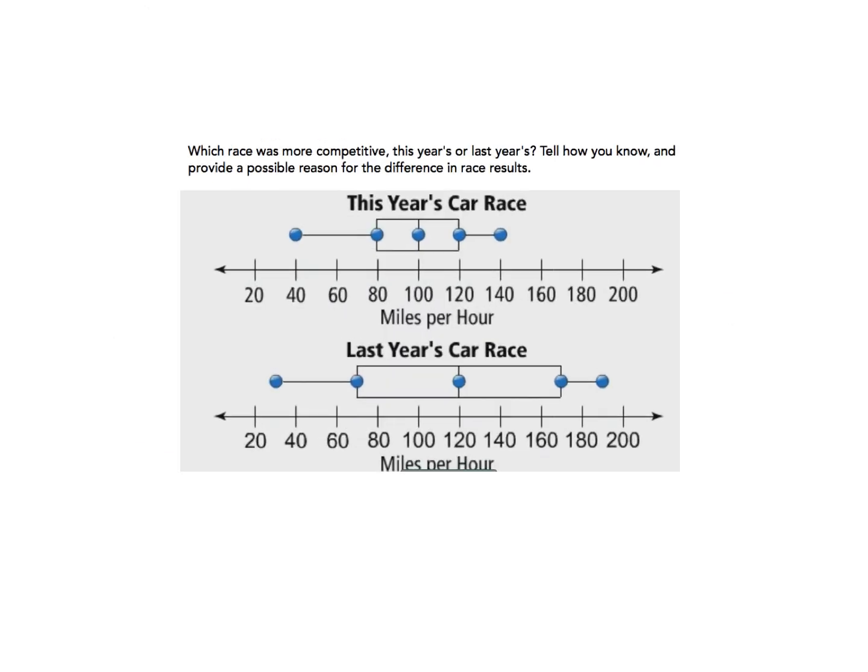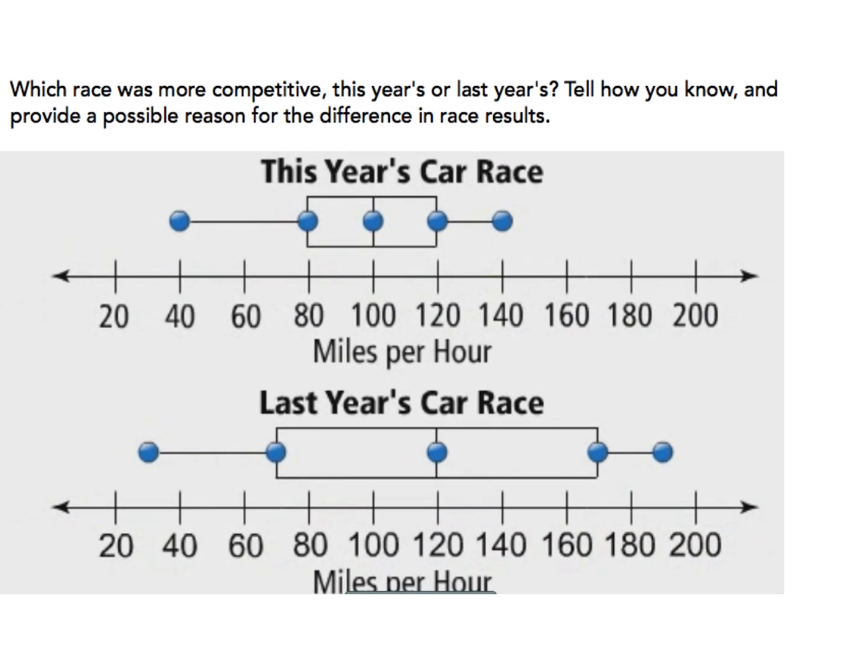All right, let's look at one more, and then we're going to practice one. So it says, which race was more competitive, this year's or last year's race? Tell how you know and provide a possible reason for the difference in race results. So I've got two box and whisker plots here. We've got one showing this year's race and one showing last year's race. The question is asking which one is more competitive? Which one do you think and why?